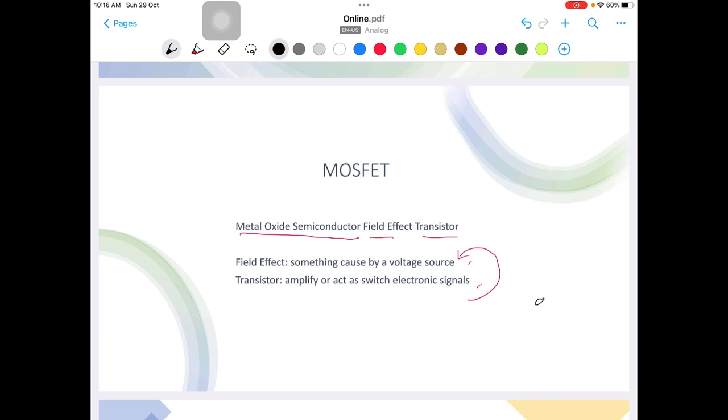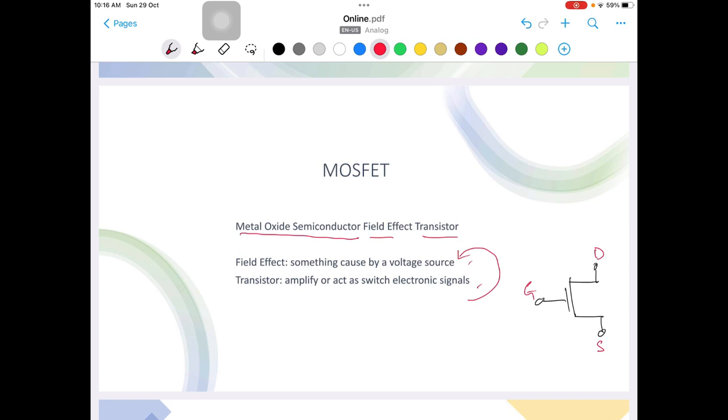Here is the gate, here is the source, and another one is the drain. So gate, source, and drain. As we know, the MOS transistor has three terminals, each with its own function: gate, drain, and source.